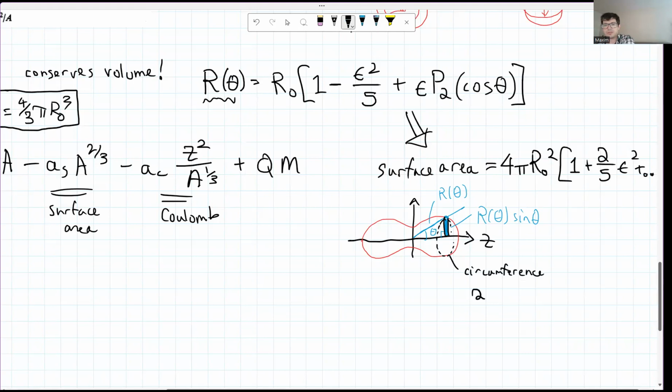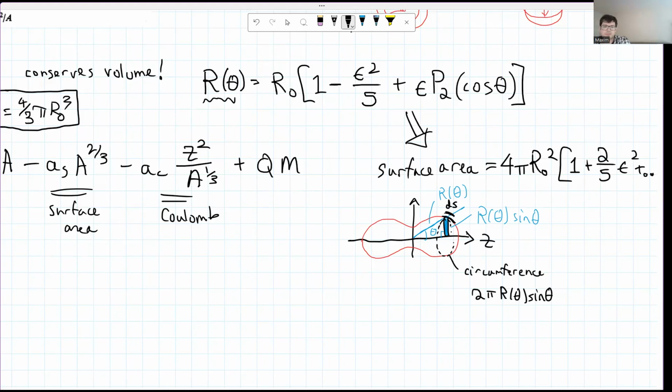of 2 pi r theta sine theta, right? So we rotate that around, and then we have to get the surface area. You also have to multiply by the arc length along this red curve. We call this ds.